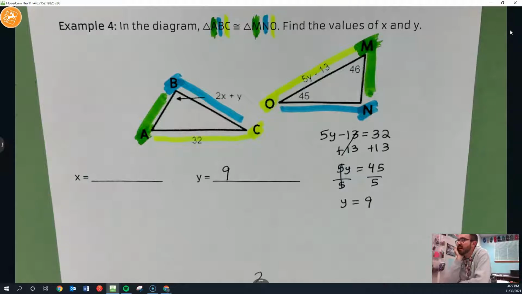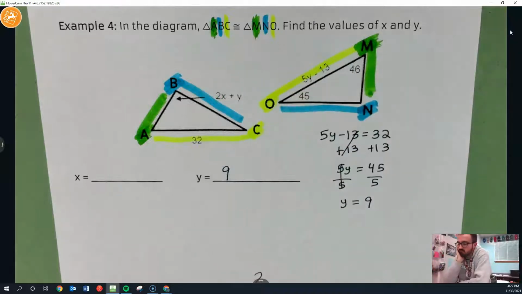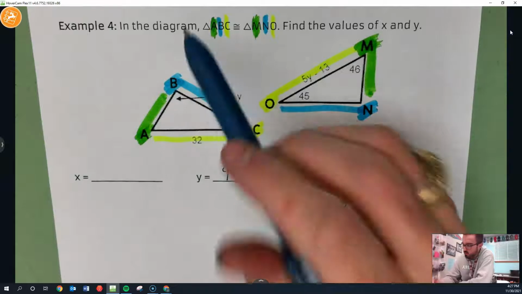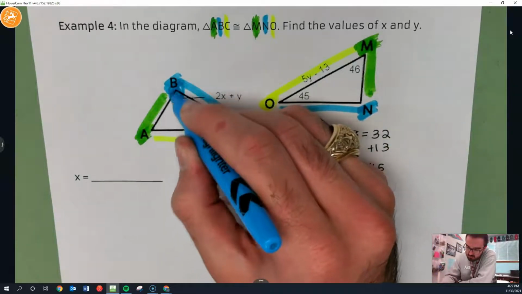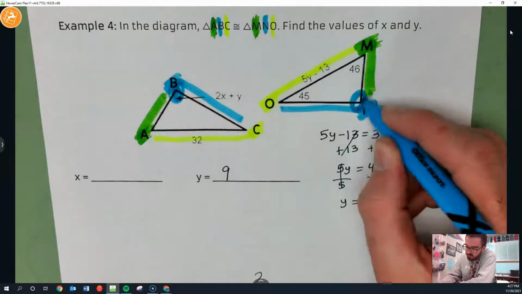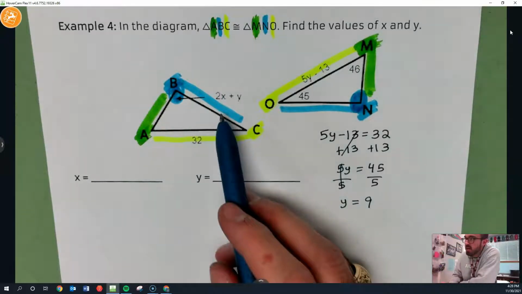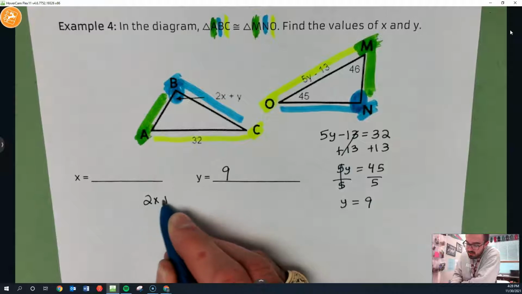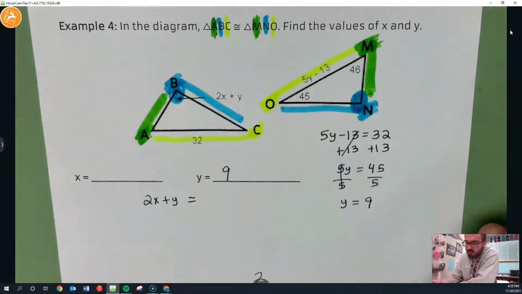Okay, so if we know what y is, it looks like we got to deal with this stuff, don't we? Well, we know that this is actually pointing to this angle right here. This is my blue angle. So 2x plus y represents my blue angle. My blue angle over here is represented by this blank spot. We don't know the measure of that angle right now. But we're trying to set 2x plus y equal to something. We want to know what that angle is. How do we find the measure of that angle?